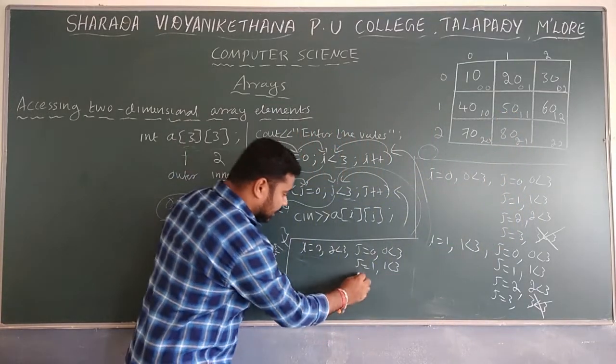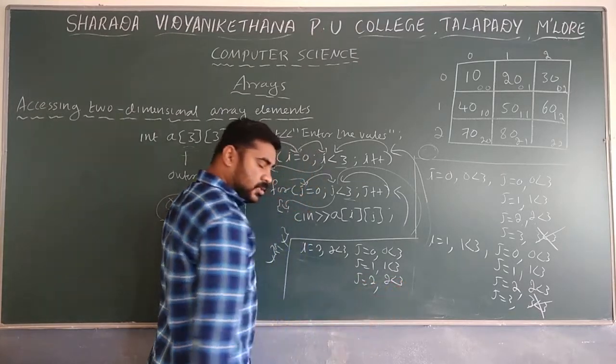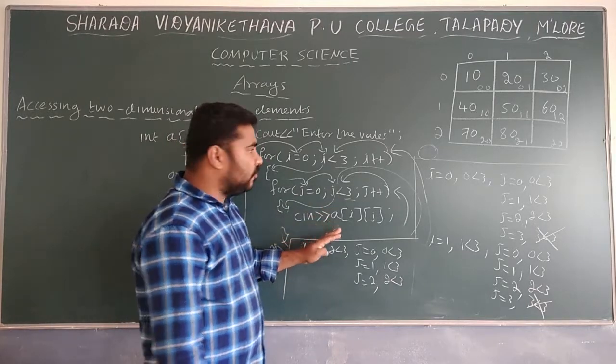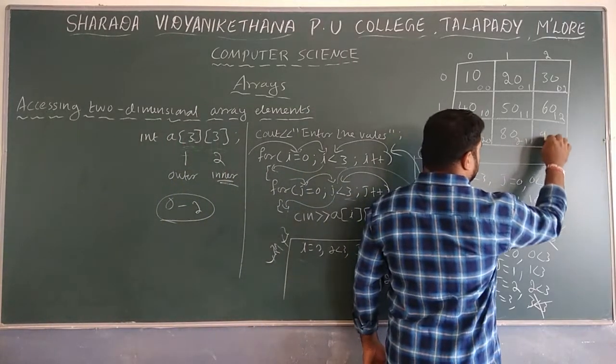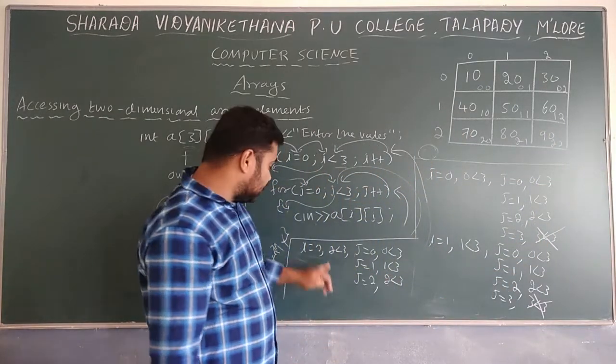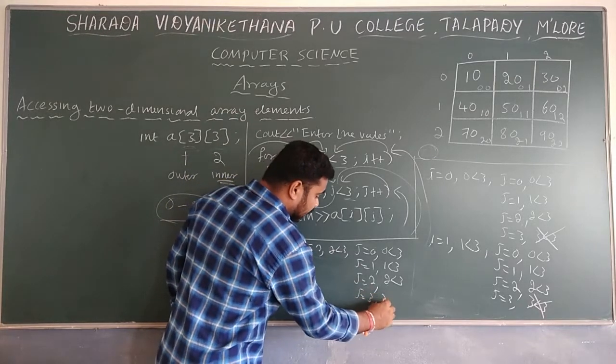Then after that j is incremented. J is equal to 2. We will check whether 2 is less than 3, condition is true. Once again one more data will be entered. For example, I will write this line that is stored in A of 2 and 2. I is 2 and j is 2. Then j is incremented. J is equal to 3. Then 3 is less than 3.